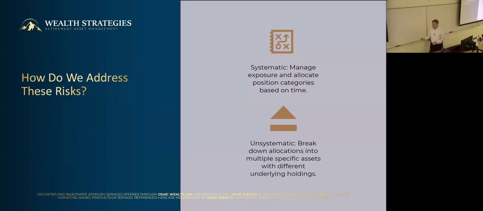So how do we address these risks? Well, with those systematic risks, we manage exposure and allocate position categories based on time. We don't think about what's going to happen out there, or what different regulations are being put in place. We might consider that, but the number one thing is we want to make sure that if we're using volatile assets, it's for long term. And if we're using stable assets, it's for short term. For those unsystematic risks, break down the allocations with multiple specific assets. Index funds can do part of that for you, but it's making sure that you're not super at risk to any one single thing happening.